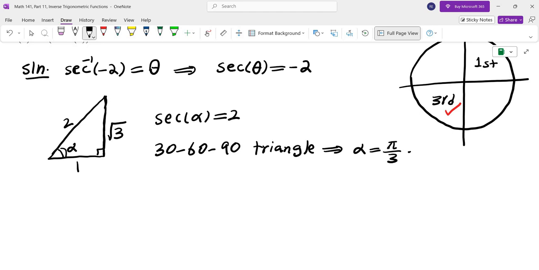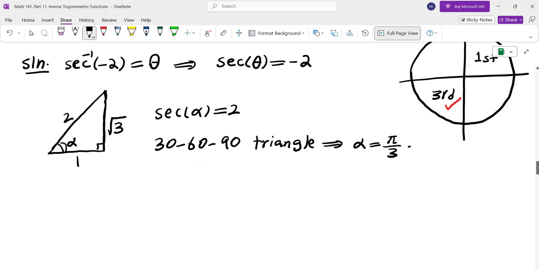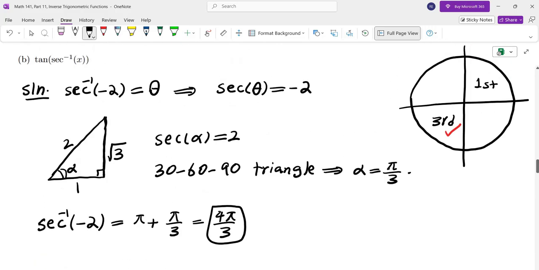And of course, in calculus, we always use radians. So the angle is pi over 3. So that tells us that secant inverse of negative 2 would have to be pi plus pi over 3. So the answer to this part is 4 pi over 3. So that is part A.